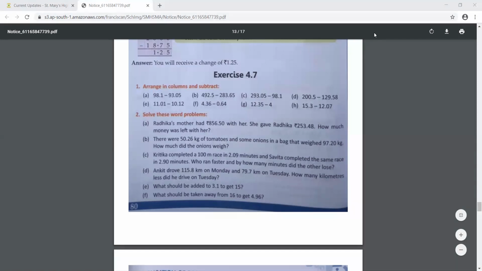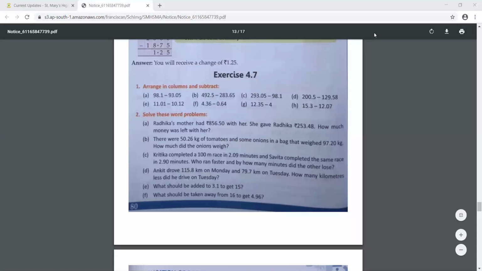Now regarding statements, what is 115.8 kilometers? Number of kilometers Ankit drove on Monday. So that will be your first statement. And what is 79.7 kilometers? Number of kilometers he drove on Tuesday. So that will be your second statement. And finally, what are you finding out? Number of kilometers he drove less on Tuesday. That is what you're going to find out. So that will be a therefore statement.